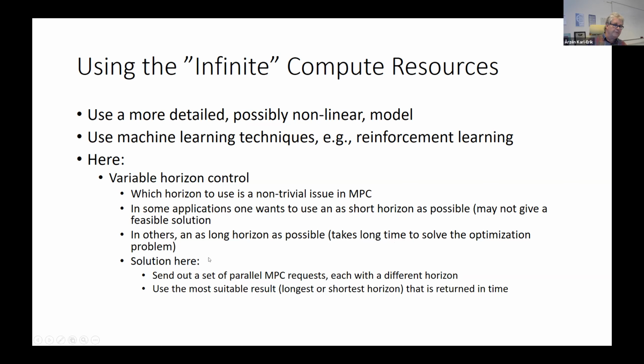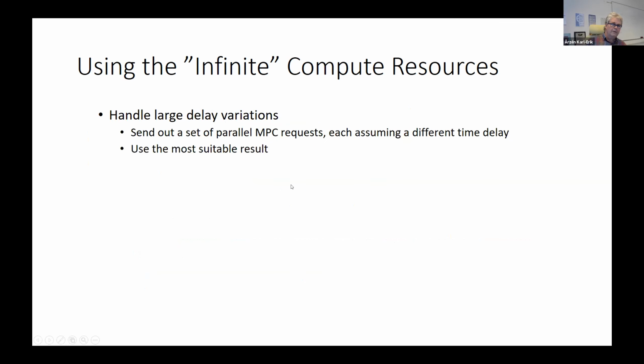The solution that we have tried out is to send out a set of parallel MPC requests to the cloud, because if we now assume that we have infinite resources, we can send out 5, 10 requests instead of one, each with a different horizon. And then we use the most suitable result, longest or shortest, that is returned in time and applied to the plant. We can also use these infinite compute resources to handle large variations in delay.